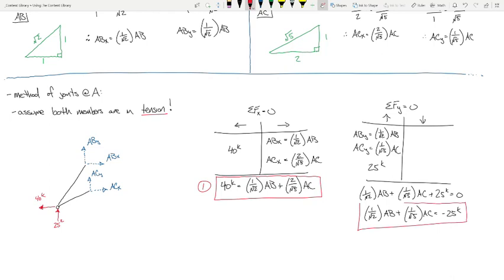Now we have a new equation. So now here's our next equation. So now this is what I meant. We have 2 equations, 2 unknowns.